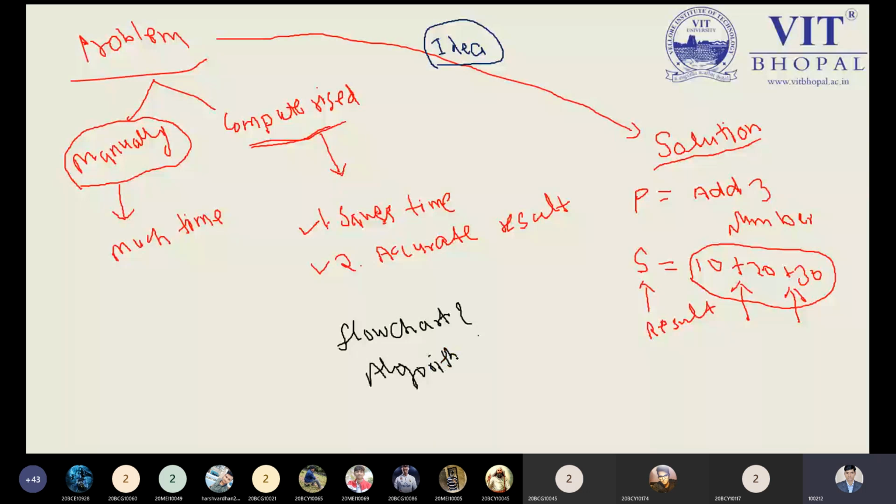Now, if this part is clear to all, then shall I move ahead? Yes, sir. Any doubt, students? Any doubt over here? No, sir. Okay, thank you. I'm just moving to my next slide.